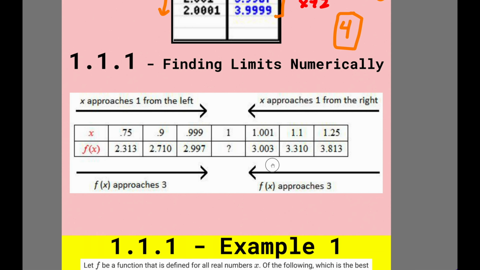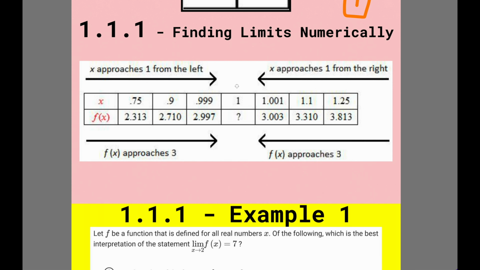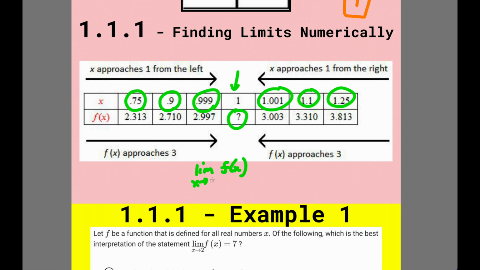We're going to do another one here where this time the table is more horizontal than vertical. It says right here, x approaches 1 from the left. It's getting infinitesimally closer to 1. When plugging in 1, though, it doesn't actually exist. On the other side, it's approaching 1 as well, just getting closer to it that way. And it's asking, what is this value? It could be undefined here, but either way, the limit of f of x as x approaches 1 would be 3.